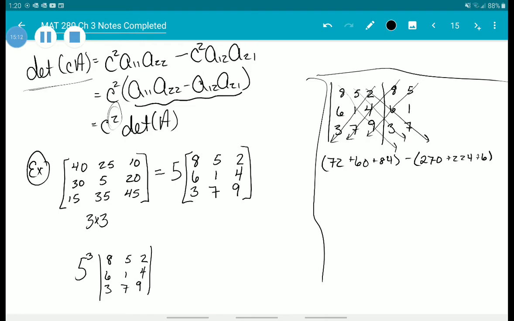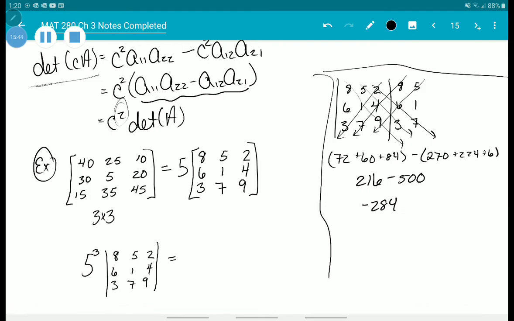So order of operations, 72 plus 60 plus 84 is 216. 270 plus 224 plus 16. Just kidding, it's a plus 6. 500. So 216 minus 500 is going to be negative 284.